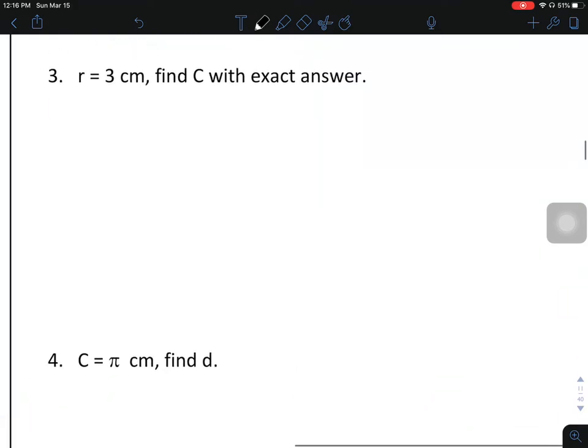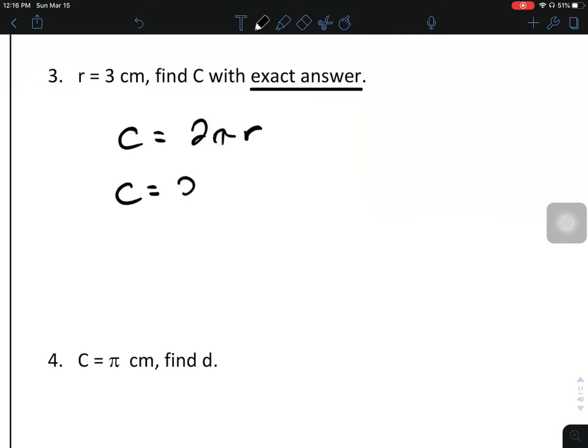Number 3, we have the radius is 3 centimeters. Find C with the exact answer. That means you don't need a calculator. Circumference is 2 times pi times r. We don't know what the circumference is, so we have that equal to 2 pi. We know what the radius is, so the circumference is 2 times pi times 3. You can multiply in any order. So that's going to be 6 pi, and the units are centimeters.